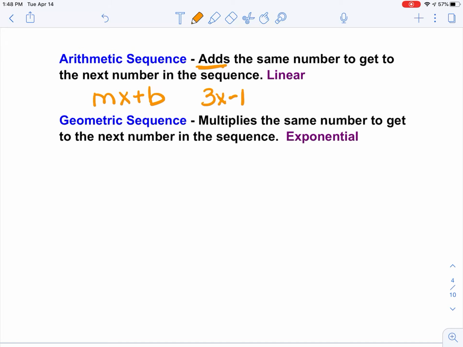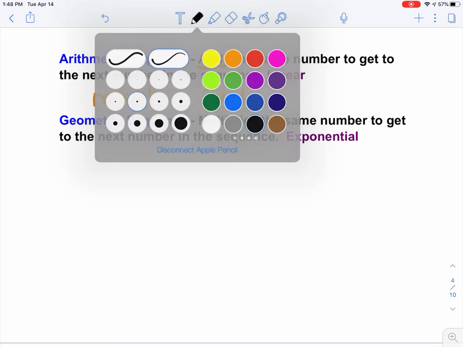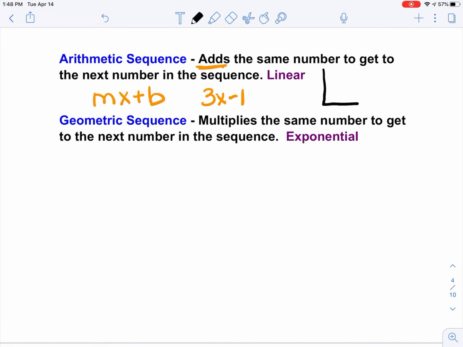So if you get something that looks like 3x minus 1, that is going to be linear, because when we graph that, it's going to give you a linear line. Okay? The next one is geometric.